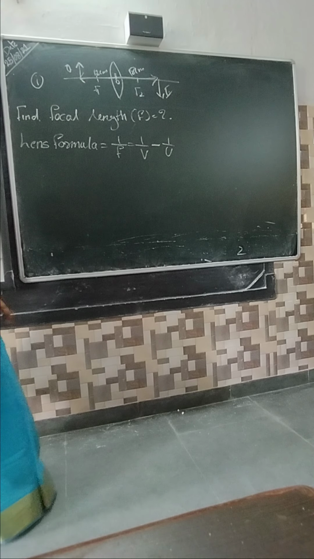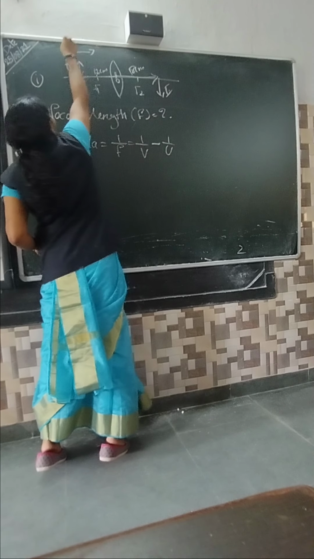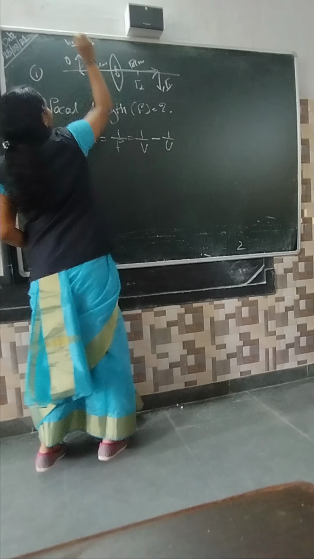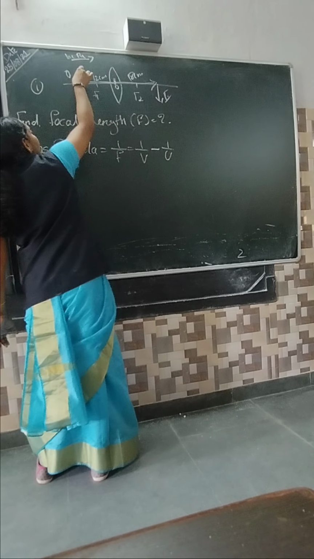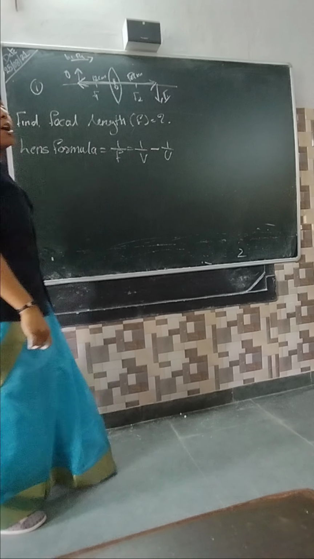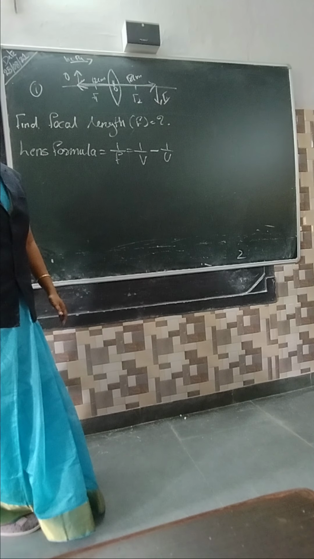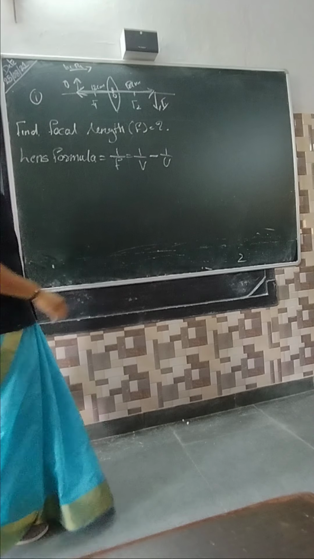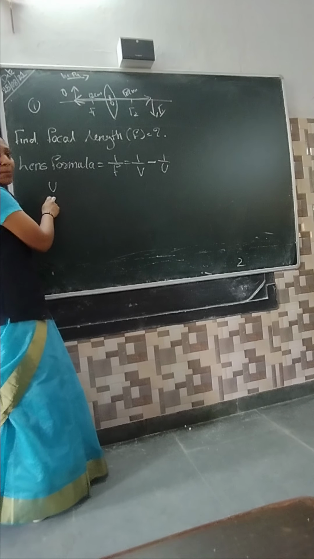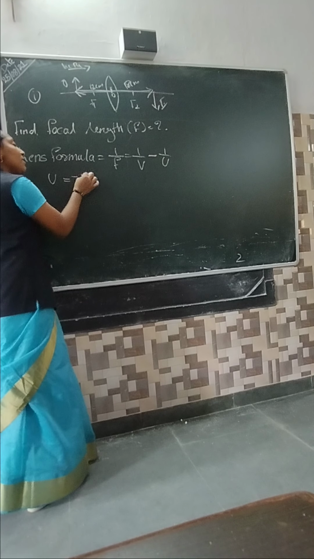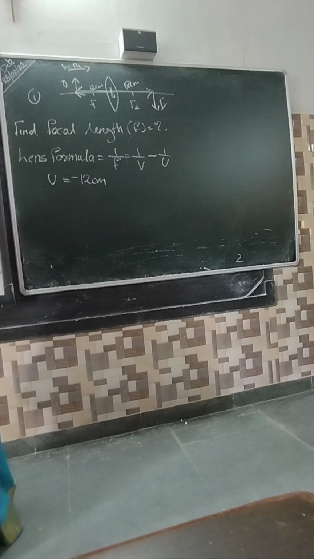Cartesian sign convention means this is the incident ray. Am I right? Yes, ma'am. The object distance starts from the optical center in this direction. So this direction is opposite to the incident ray, so the sign is negative. That means u, object distance, equal to minus 12 cm. Understood how the minus came?